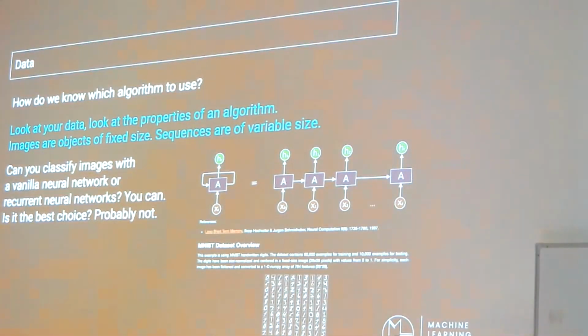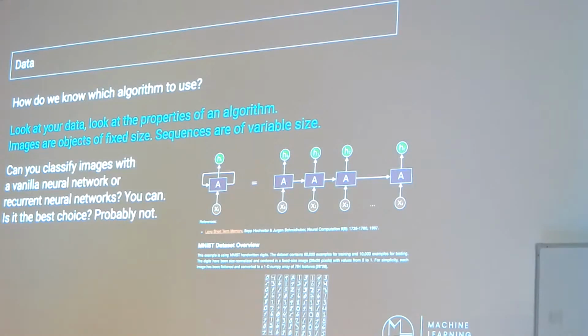Now, yesterday someone asked, how do we know which algorithm to use, right? If we have no idea, what should we do? And there's a lot of things that you can do. First of all, look at your data. What are the properties of your data? Are you dealing with sequences? Are you dealing with images? And the second thing is look at different algorithms and what are the properties of the algorithms.